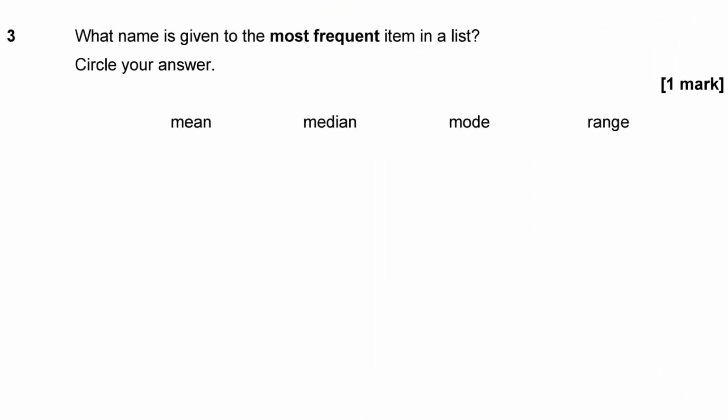What is the name given to the most frequent item in a list? Circle your answer. Is it the mean, the median, the mode, or the range? Well, mode means most, median is middle, and mean is where you add them all together and divide by how many you got, so it's that one, mode.